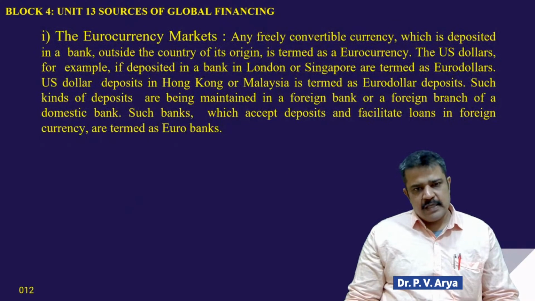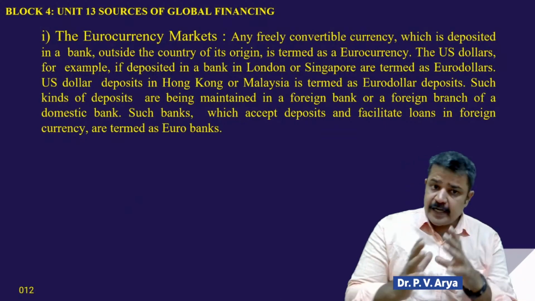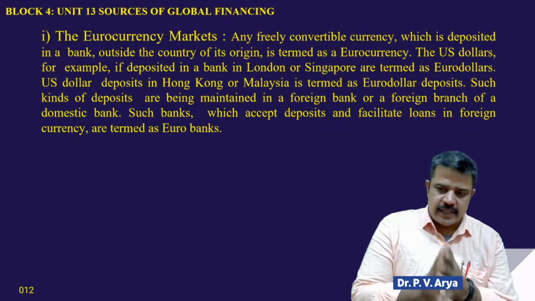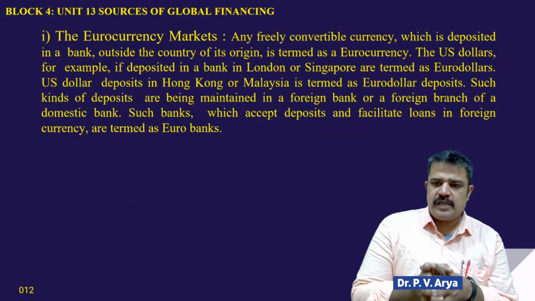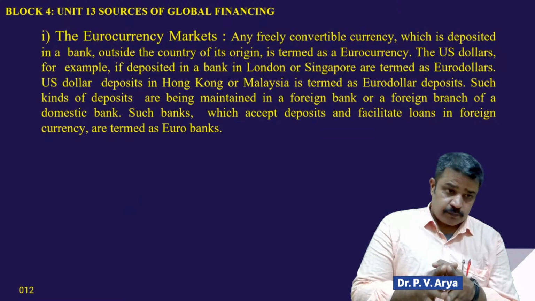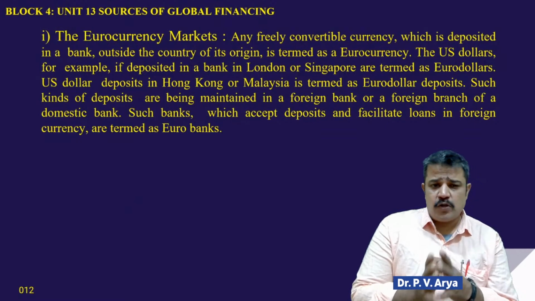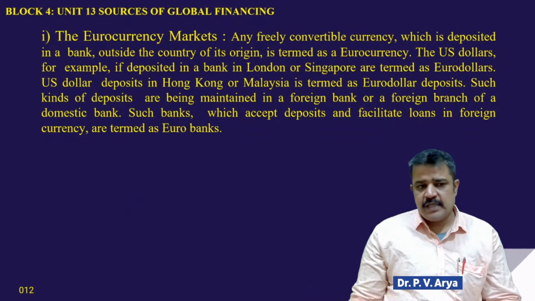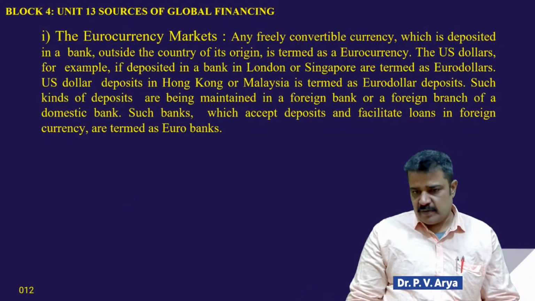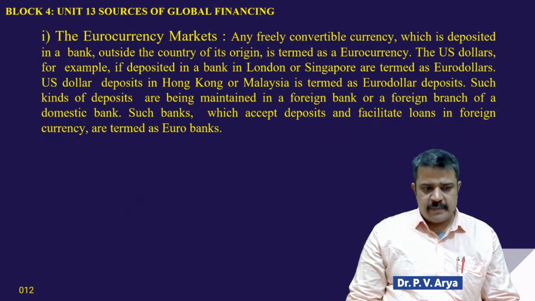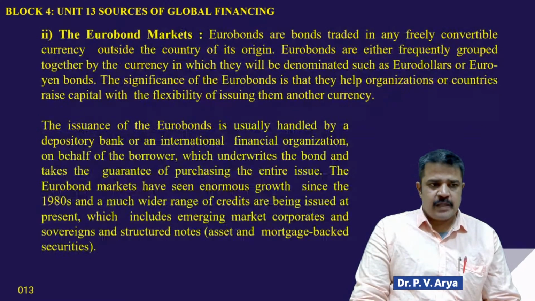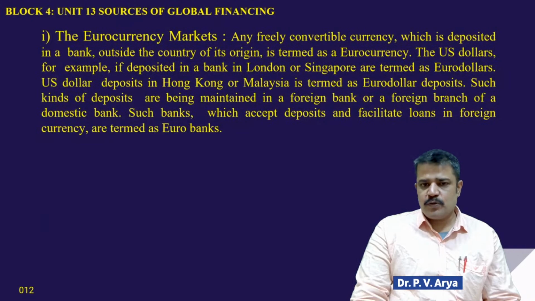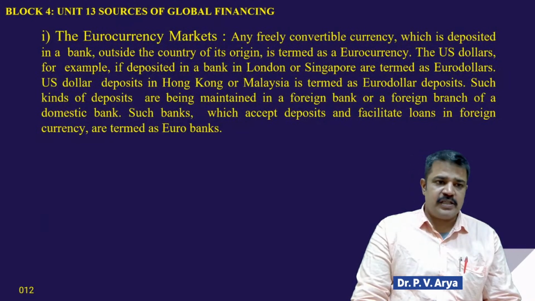In the Eurocurrency market, any freely convertible currency which is deposited in a bank outside the country of its origin is termed Eurocurrency. For example, US dollars deposited in a bank in London or Singapore are termed Eurodollars. US dollar deposits in Hong Kong, Malaysia, or China are also Eurodollar deposits. Such deposits are maintained in a foreign bank or in a foreign branch of a domestic bank. Banks which accept deposits and facilitate loans in foreign currency are termed Eurobanks. This euro has nothing to do with the European Union; it is simply a terminology used there.